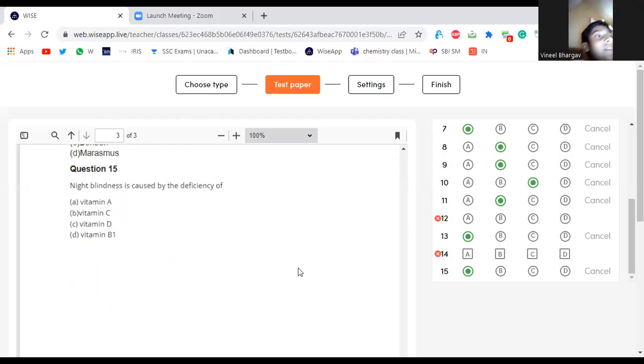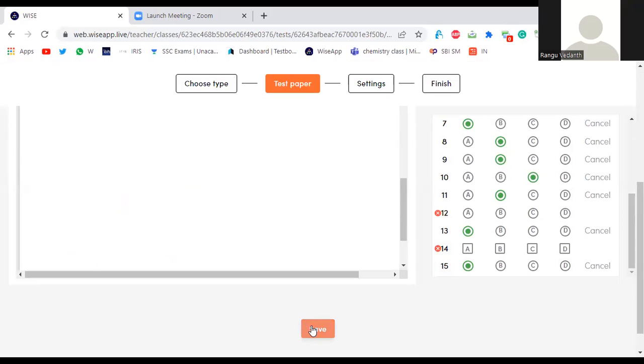Yeah, night blindness is caused due to deficiency of vitamin A. Vitamin A, sir. Any doubts in this vitamin paper now?